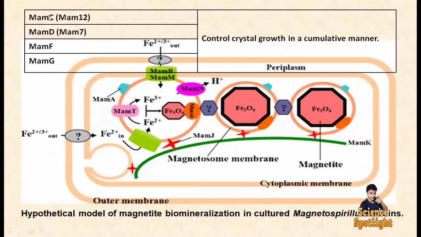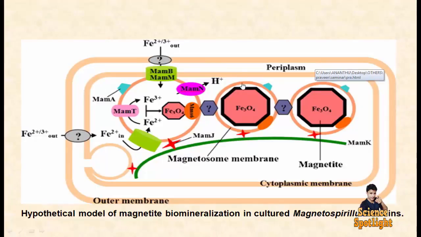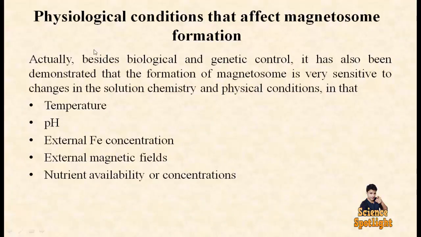And some other genes like MAM C, MAM G, MAM F, MAM M, which control crystal growth in a cumulative manner. And this is how there are so many genes which are involved in this biomineralization of magnetosome in magnetotactic bacteria. And coming to some physiological conditions that affect the growth or the magnetosome formation.